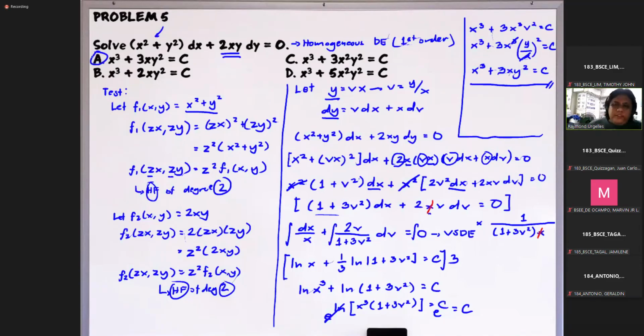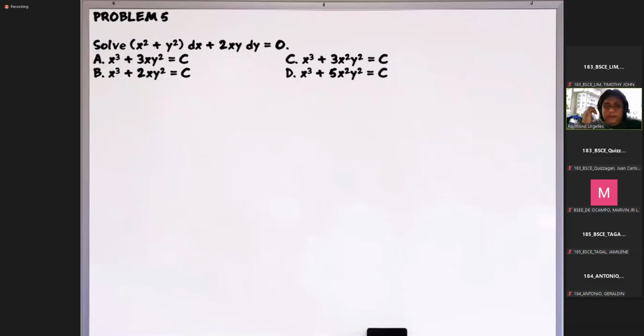Another solution we can do for problem number 5 is by using the concept of an exact differential equation. What we need to remember about exact differential equations is this: let u be equal to f of xy, a function of xy, which is equal to a constant c. We already discussed this back in differential calculus.